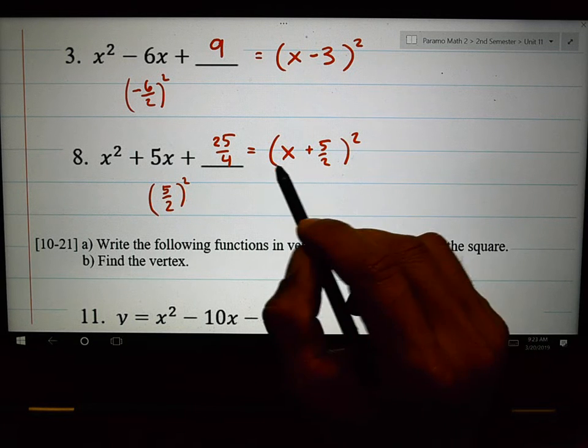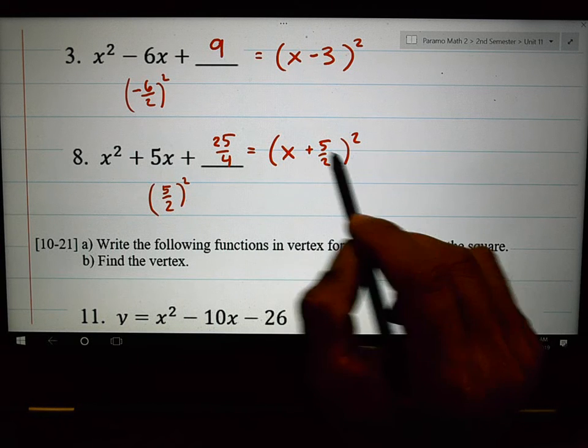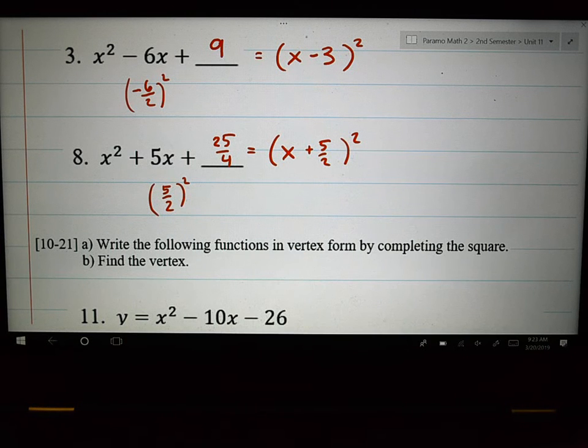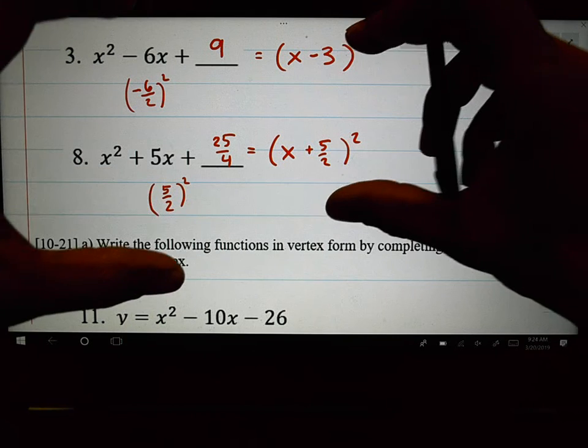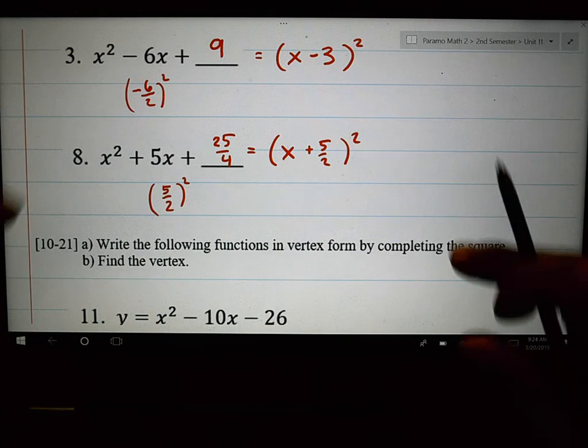Because if you FOILed this out, you would get those 3 terms. It's going to work this way every single time when you complete the square. It's a great technique. Now, how we're going to use this is kind of what we did in 11.0.